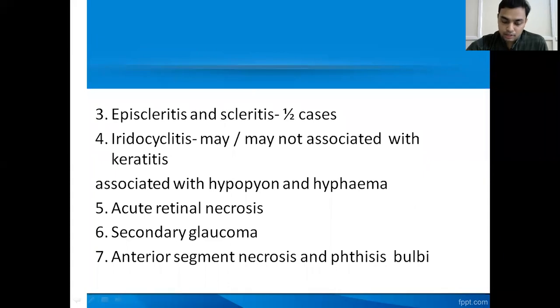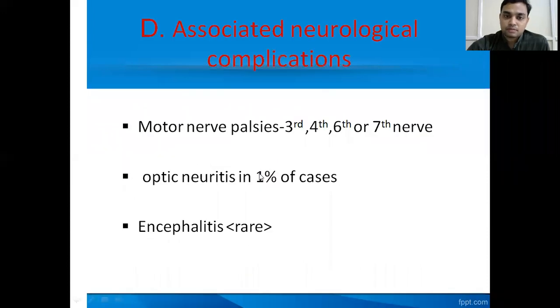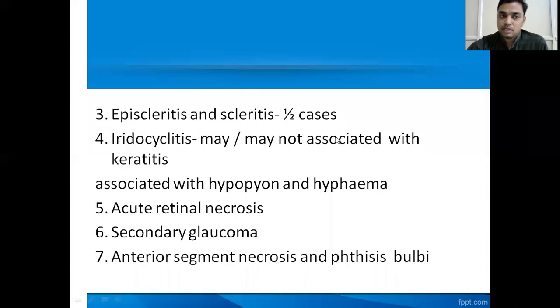Anterior segment is all the structures which are present in front of the lens. All the tissues become necrosed, and there is a complete ciliary shutdown, and a complete absence of production of aqueous humor, and we see shrunken eyeballs. That we call phthisis bulbi. So these are the ocular lesions we see in case of herpes zoster ophthalmicus.